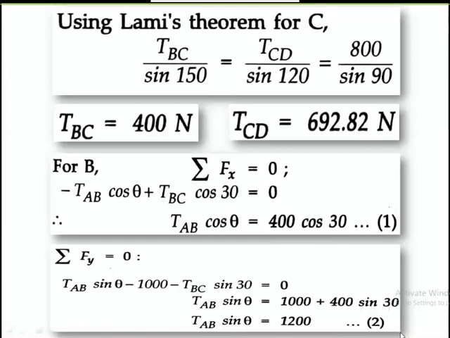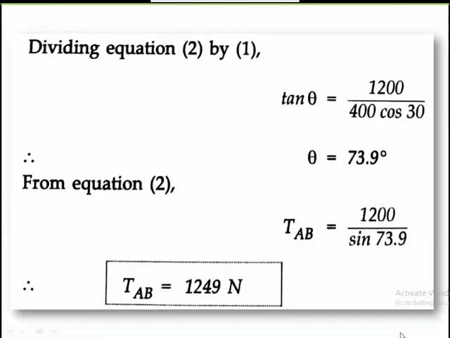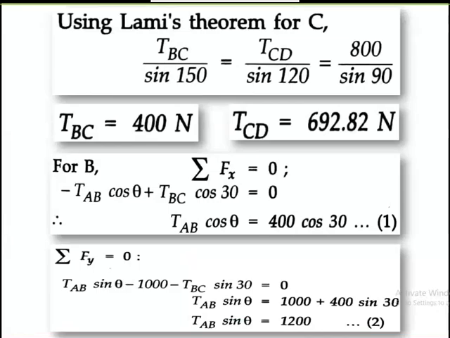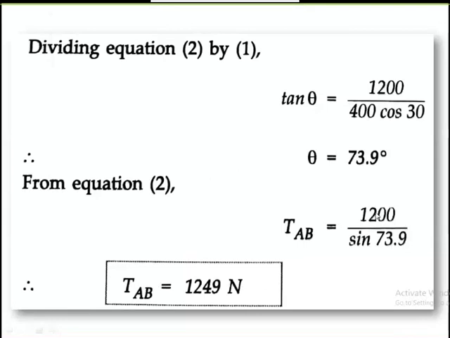So I'll divide equation 2 by 1. Sin by cos is tan, that is equal to 1200 divided by 400 cos 30. Then you'll get theta. Theta is 73.9. Once you get theta, we will come to know the TAB value by using any one of these equations. So TAB is equal to 1200 divided by sin of 73.9. We'll get the value of TAB as 1249 Newton.